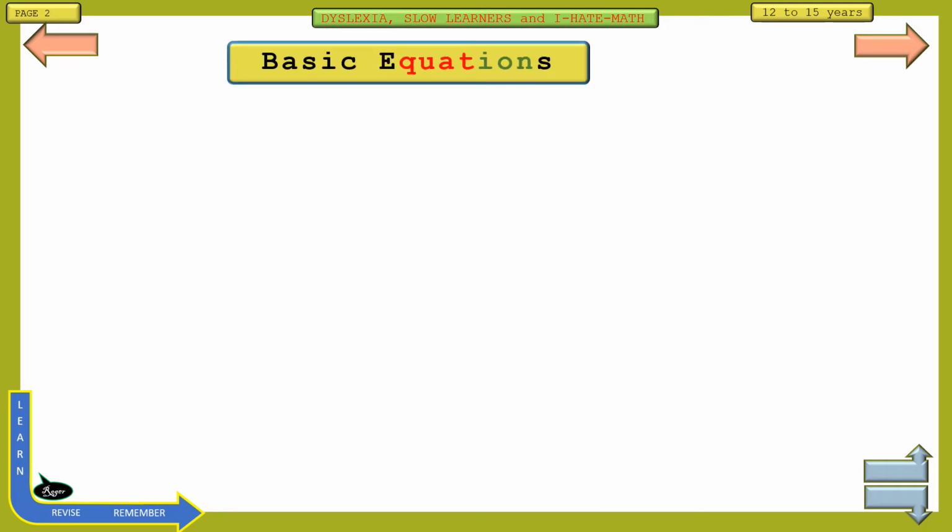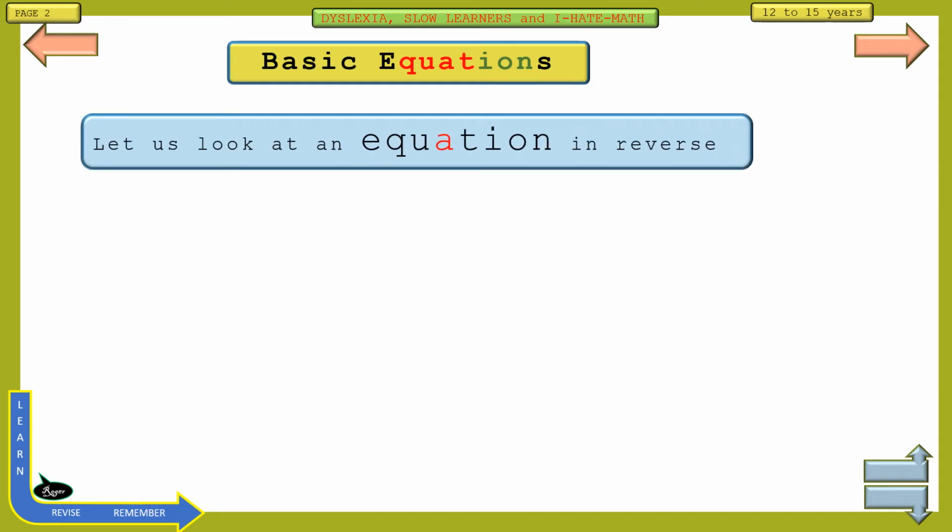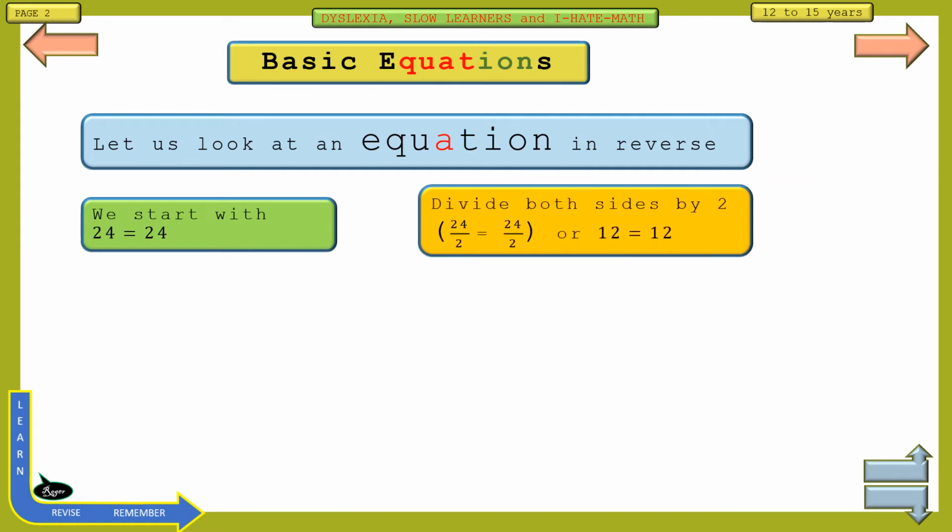We start with some basic equations. This may seem silly at first, but let's look at an equation in reverse. If I say 24 equals 24, you can't really argue with that, can you? Now, if I divide both sides by 2, I get 12 equals 12.